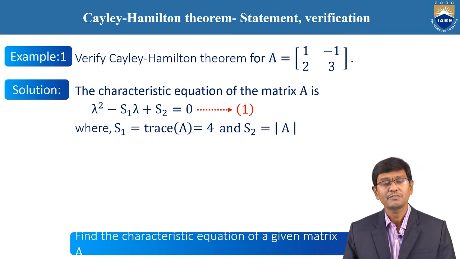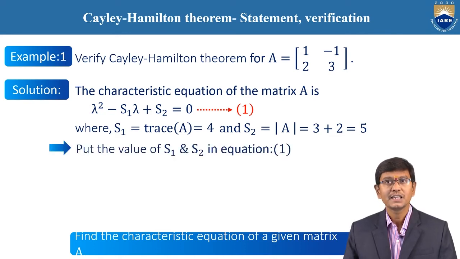Second, we need to find S2, which is the determinant of the given matrix. The determinant is 3 plus 2, which equals 5. Therefore S2 is equal to 5.